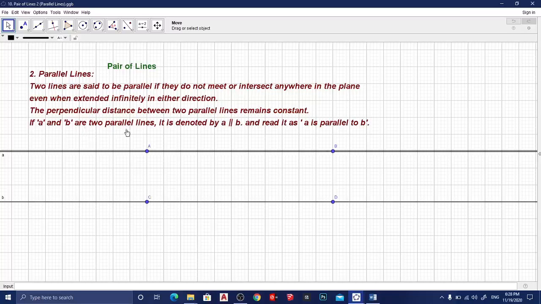If A and B are two parallel lines, it is denoted by A parallel to B, and you read it as A is parallel to B. You have to use this symbol to show these two lines are parallel. A and B are parallel. You have to read it as A is parallel to B. So these lines are parallel lines.